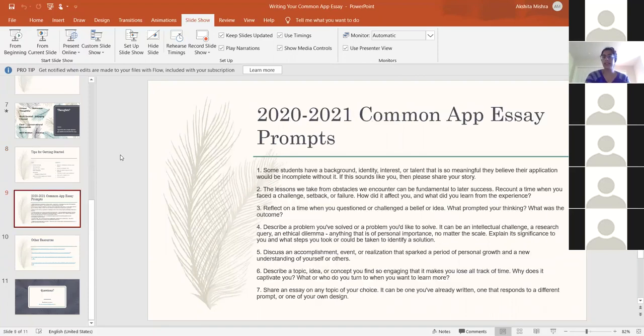So I think that's about it for me. So here, I'll just give you guys a minute to look at the 2020 to 2021 Common App essay prompts. They're very similar to last year's as well. So if you wanted to know, I did the first one and I talked a little bit about my grandmother.